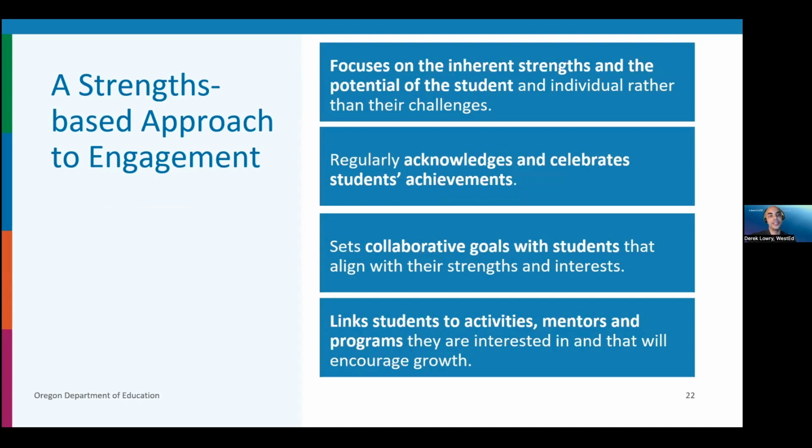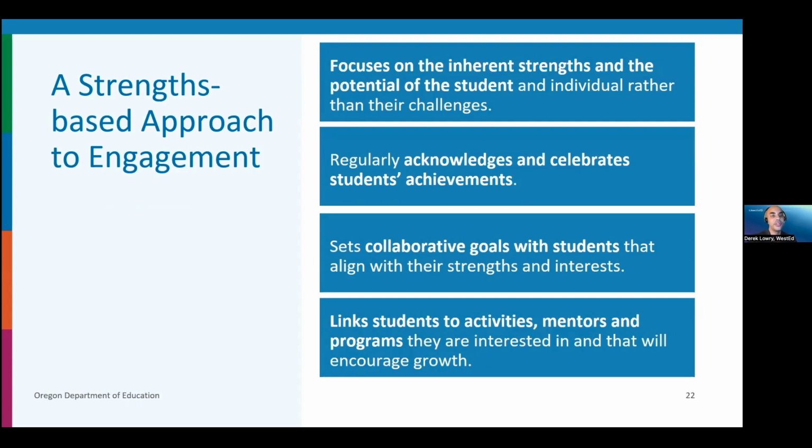So, a strengths-based approach to engagement. For this slide, we'll explore how educators can focus on students' strengths and capabilities, especially when addressing substance misuse issues with them. This approach not only supports students in overcoming challenges, but it also fosters a nurturing environment where healing and resilience can thrive. So it's important to focus on the inherent strengths and the potential of the student and the individual rather than their challenges.